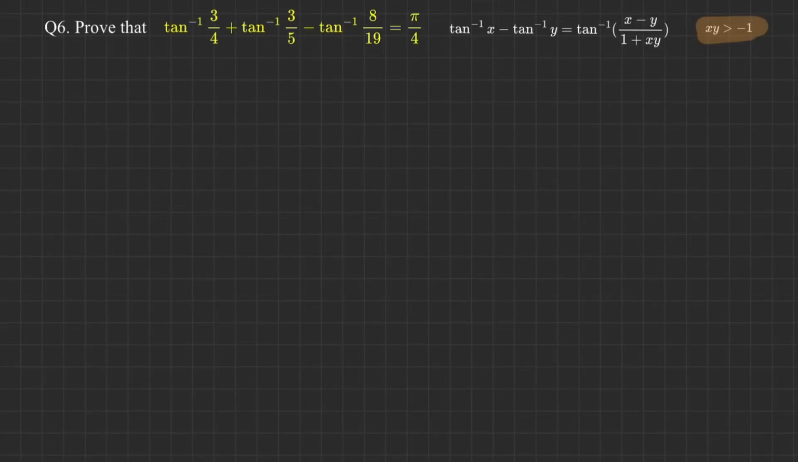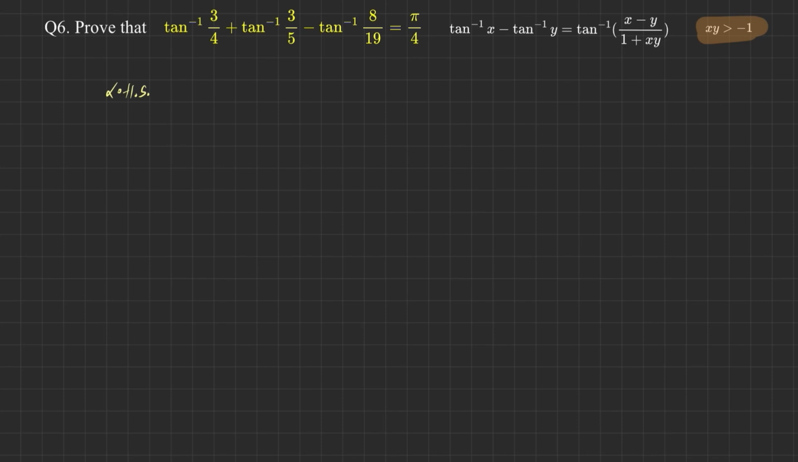We are continuing from question number 6. In the previous video, it was up to question number 5. So here the question is, prove that tan inverse of 3 over 4 plus tan inverse of 3 over 5 minus tan inverse of 8 over 19 equals pi over 4. So let us start from the left hand side.